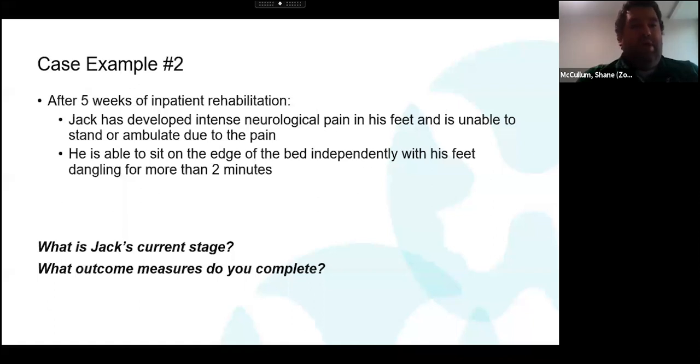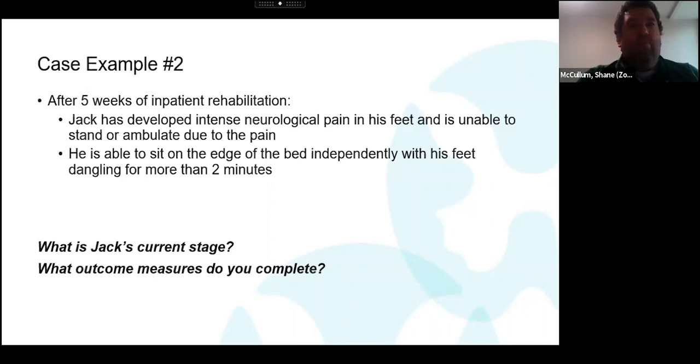So a week later, Jack has developed intense neurological pain in his feet and is unable to stand or ambulate due to pain. So he's able to sit on the edge of the bed independently with his feet dangling for more than 2 minutes. So we can restage here. I'll give a second.